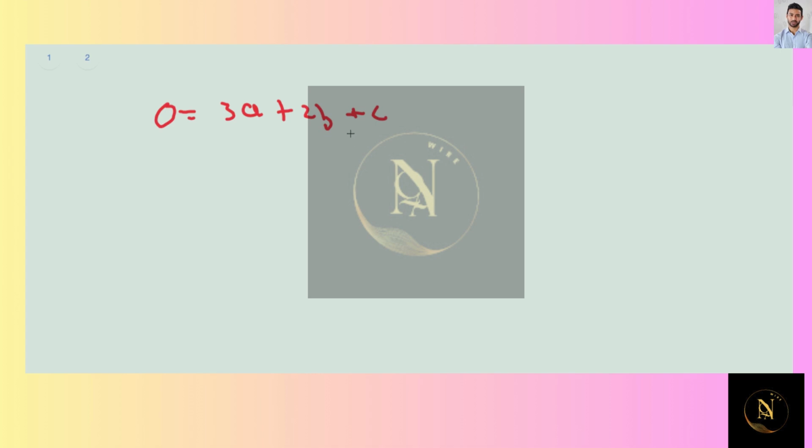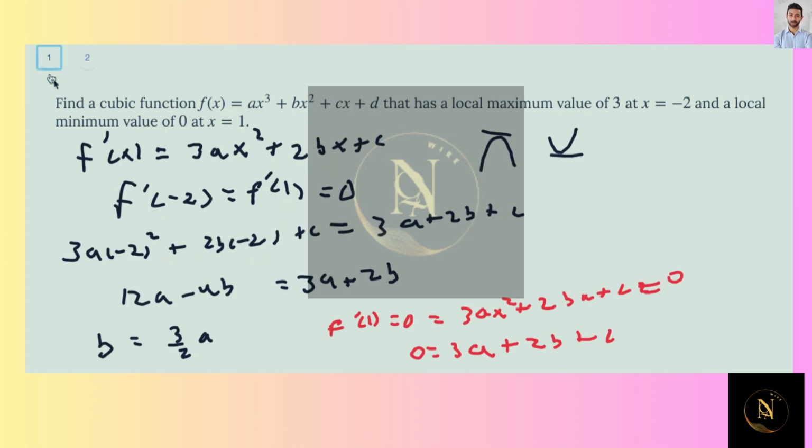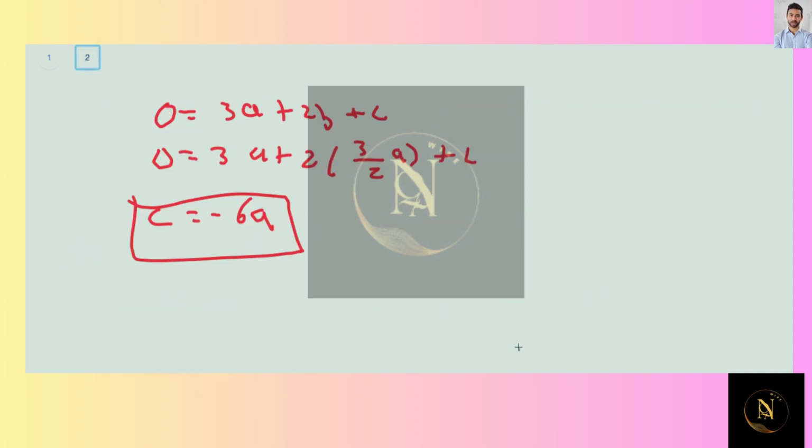Now remember, we solved for b, so we can plug in our new b. So 0 equals 3a plus 2 times 3/2 a, plus c. Now we can solve for c, which gives us c equals -6a. Now I'm going to circle some of the important constants. We have b equals 3/2 a, and c is equal to -6a. Now we're going to move on to another step, and that is f of -2.